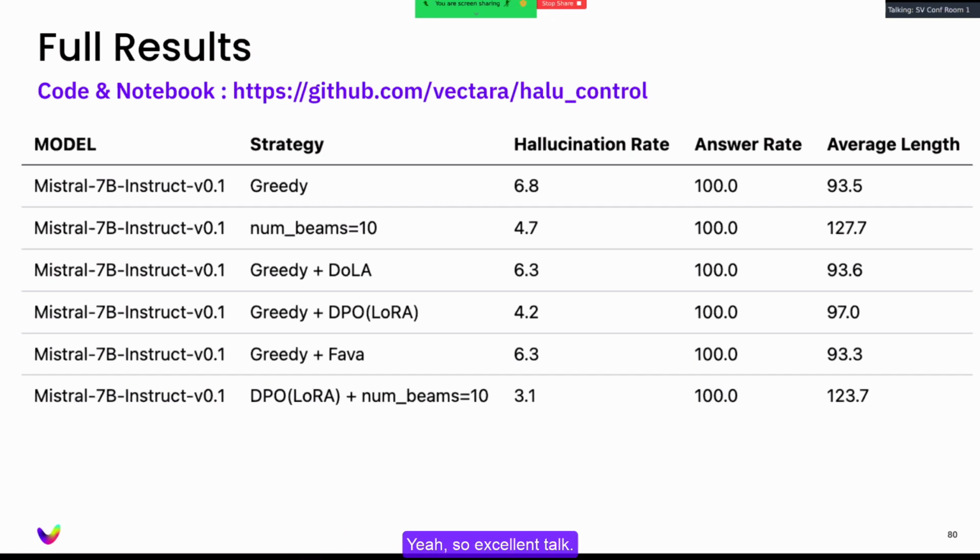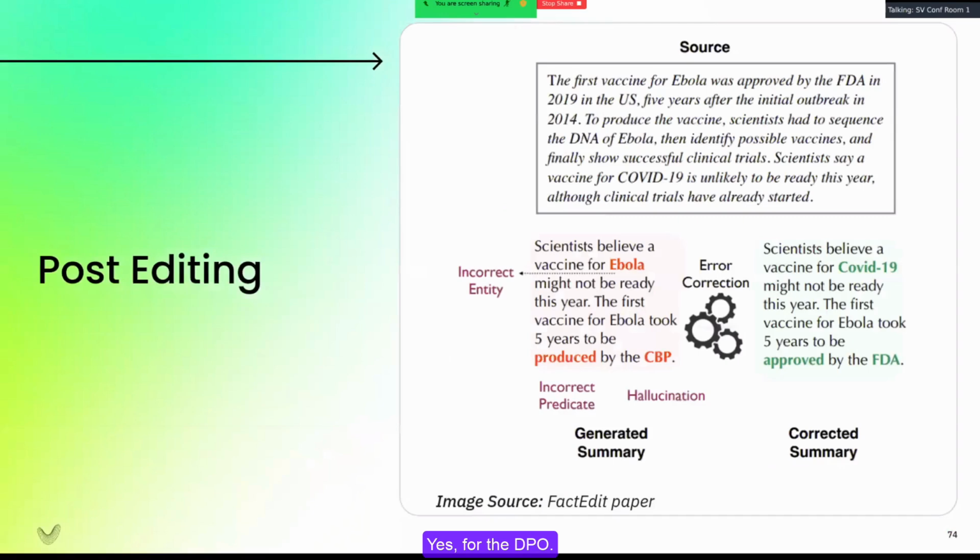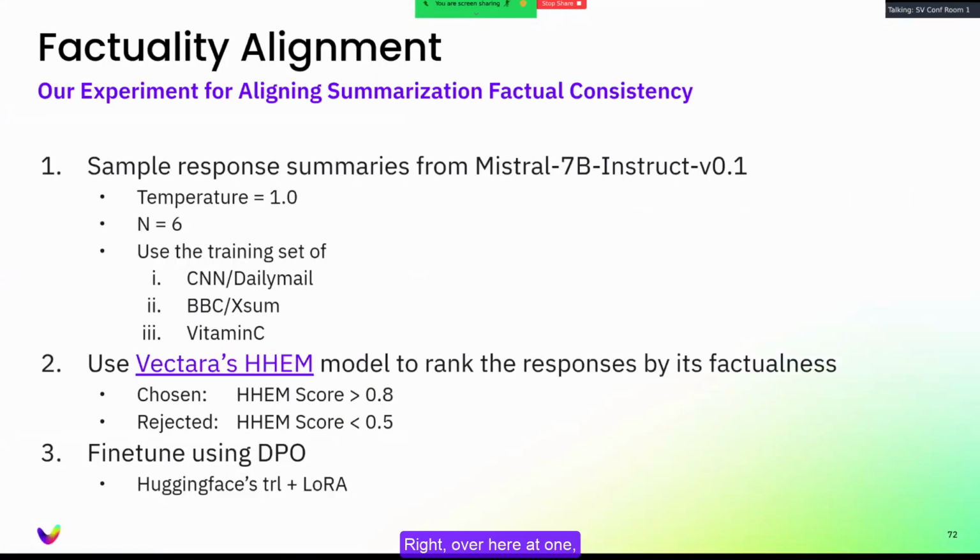Excellent talk. You covered all the bases. When you go back a few slides, you kept the temperature at 1, right? Yes, for the DPO. Right, over here at 1, and then you had the responses being looked at for factualness. What was your reasoning for 1? Why didn't you go further down, like 0.2 or 0.3, where you would have had consistency? Why couldn't you start with a better data set? I want to understand your reasoning for using 1.